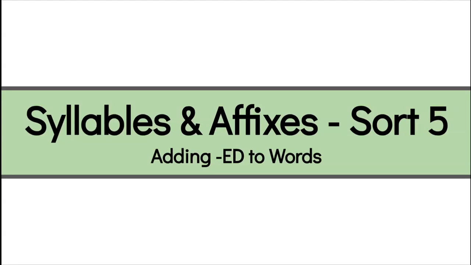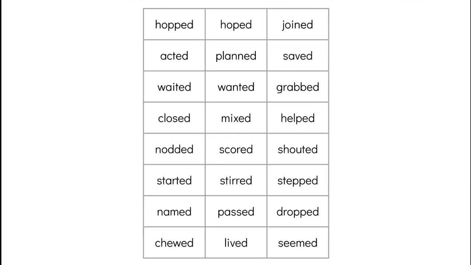All right, today we are going to look at the syllables and affixes sort number 5. In this sort, we are adding the letters ed or the suffix ed to the base word. Let's take a quick read through our word list here, starting in the left-hand column. Hopped, acted, waited, closed, nodded, started, named, chewed.